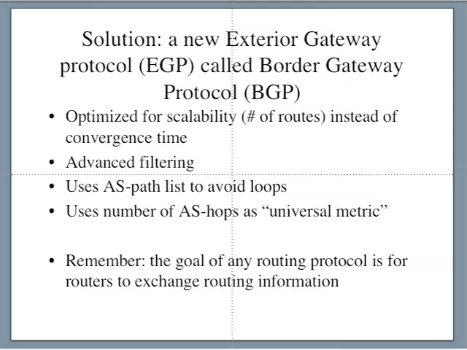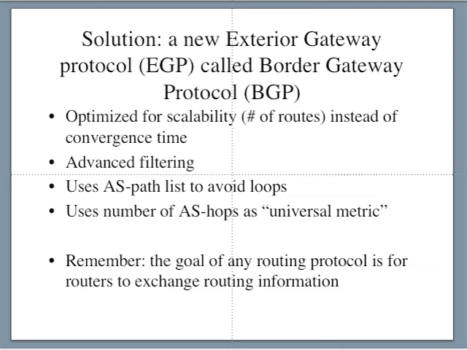Border Gateway Protocol is optimized for scalability instead of convergence time. So Border Gateway Protocol actually converges slower than most IGPs. It can take minutes or tens of minutes for Border Gateway Protocol to converge on the internet, but it can handle 250,000 routes. Whereas in OSPF, they try to get OSPF to converge in under 30 seconds, but OSPF cannot handle that many routes.